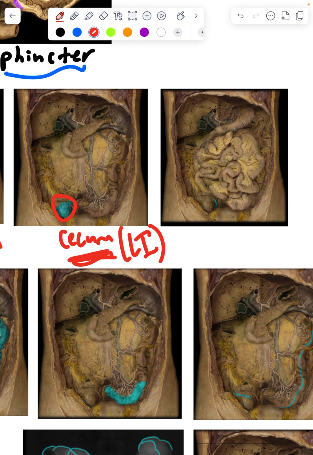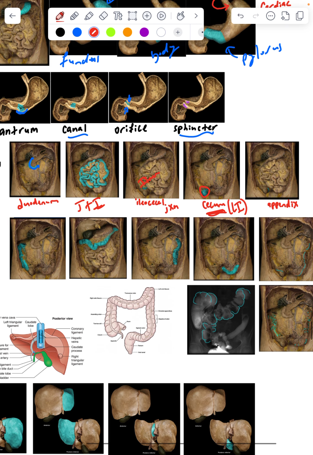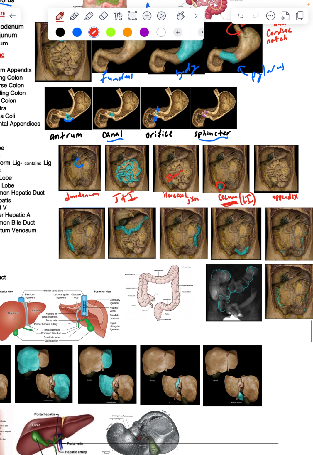This tiny thing coming off on the bottom, that's actually your appendix. That's the thing that's so useless we can live without it. Then you have the ascending colon, transverse colon, descending colon, and then the S-shaped one is going to be your sigmoid colon.